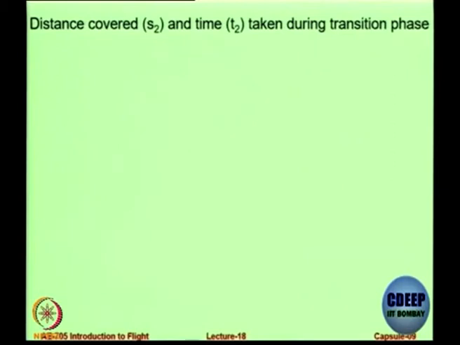So during the transition phase, what is the profile flown by the aircraft? Is it a straight line? Is it a curved path? Is it a concave path or a convex path? What do you think? What is the flight trajectory during the transition?